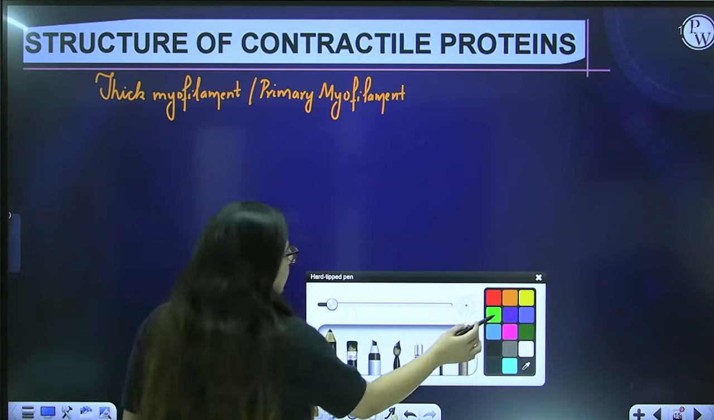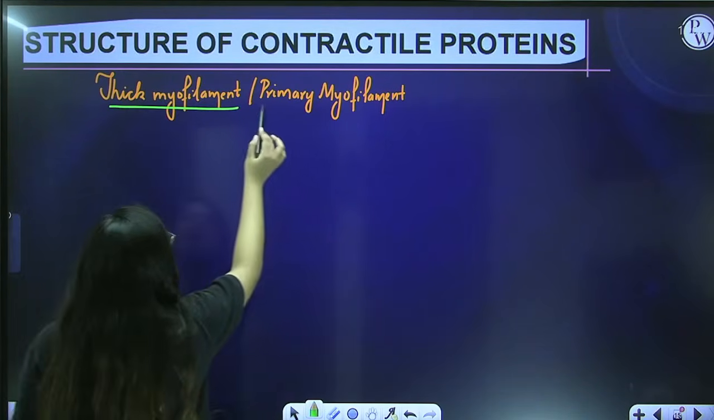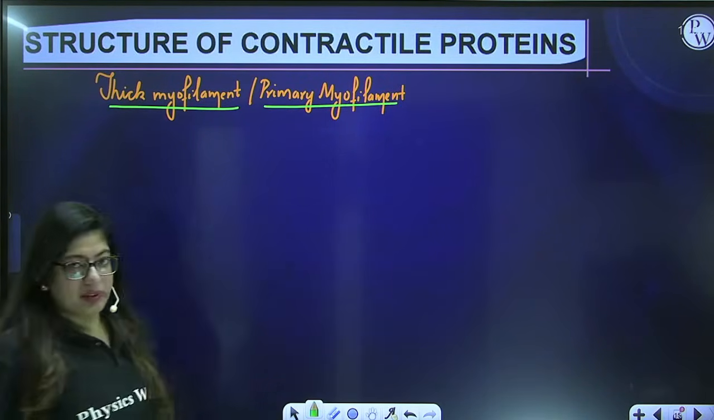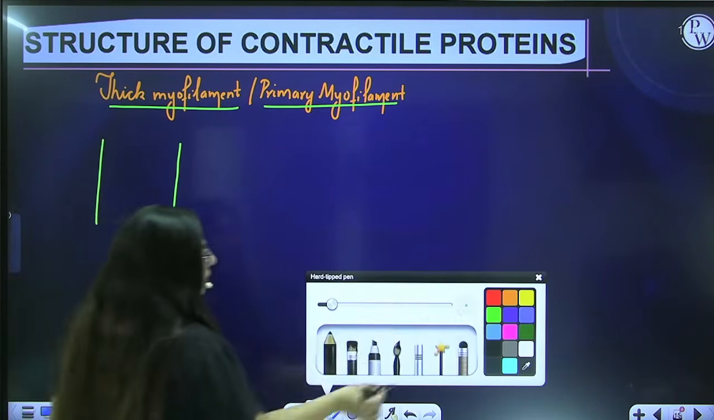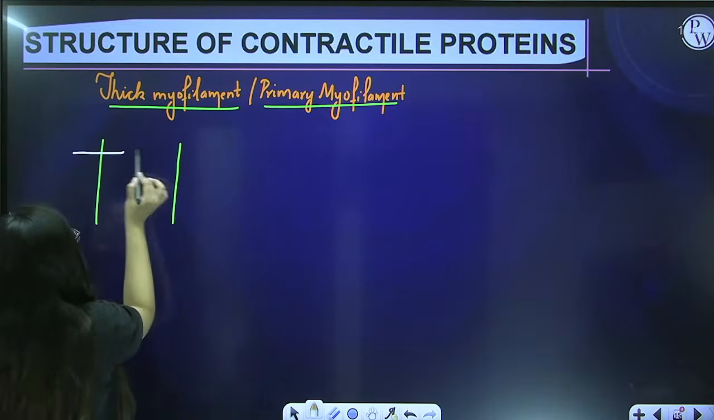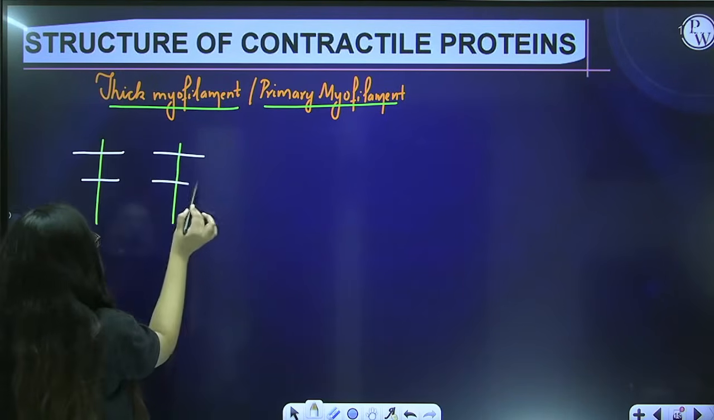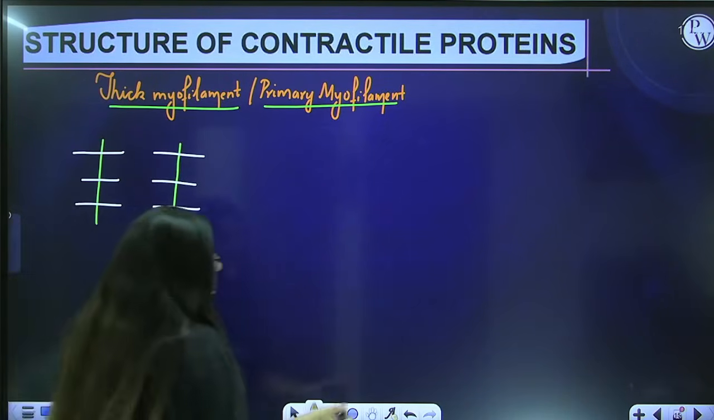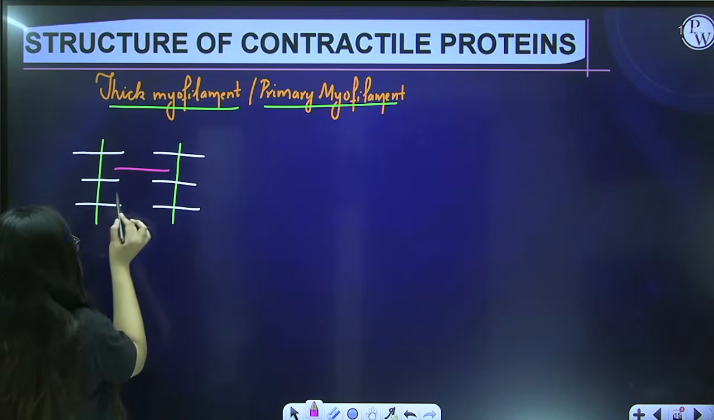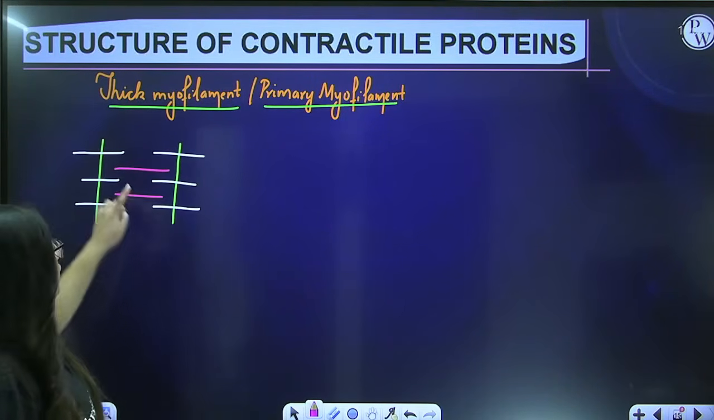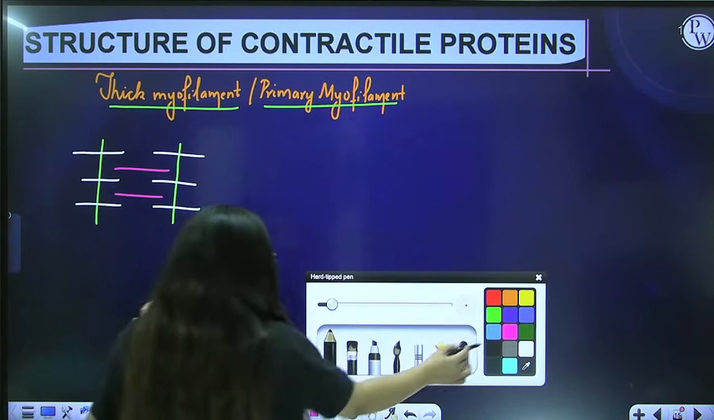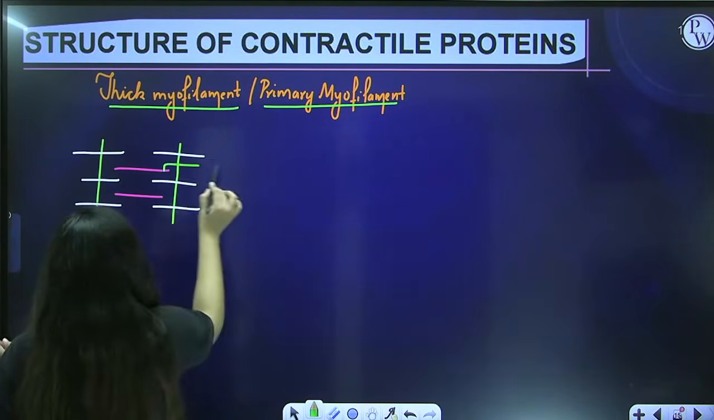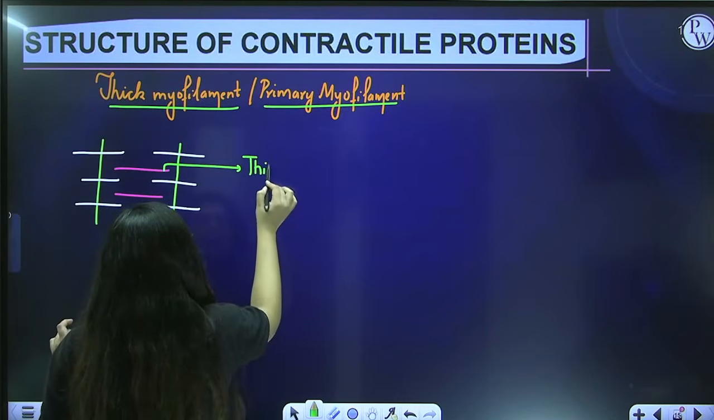This is primary because this is important. This is performing a very important function. So if you remember the structure of the sarcomere, this was the Z line. These were light bands, and these are basically the thin filament. And in the center were present the thick filament. So we are going to talk about the ones I have drawn in pink. These are your thick filament.